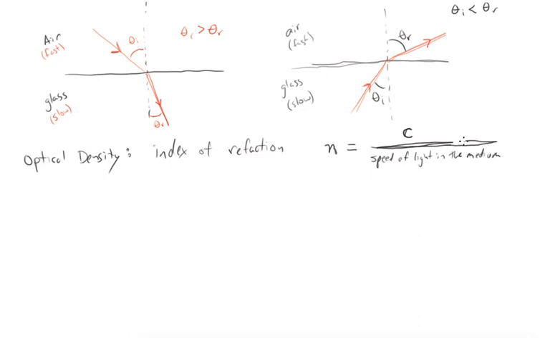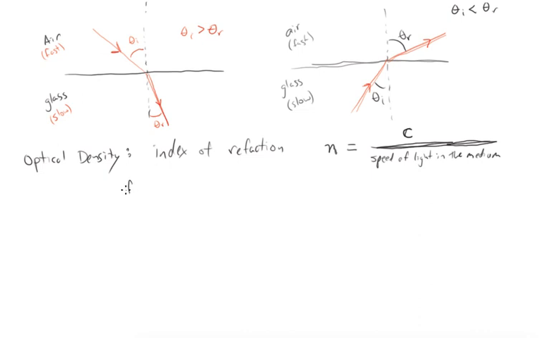So if you have a medium where the speed of light is cut in half, so say it goes through some material and slows down to half of the universal constant speed of light in a vacuum, then you're going to have an index of refraction of 2. Because it'll be the speed of light divided by half the speed of light. So you get 2.